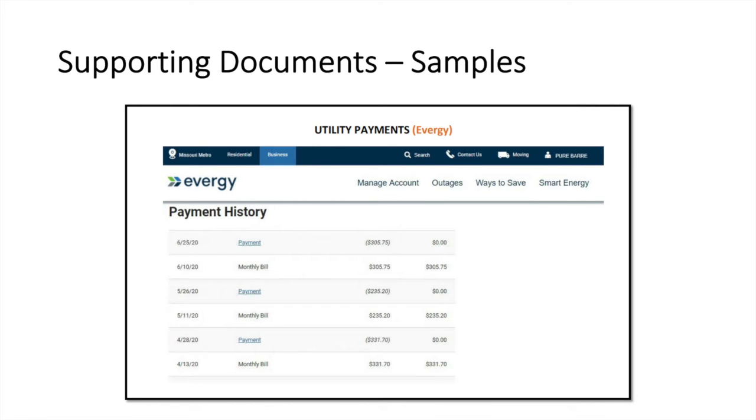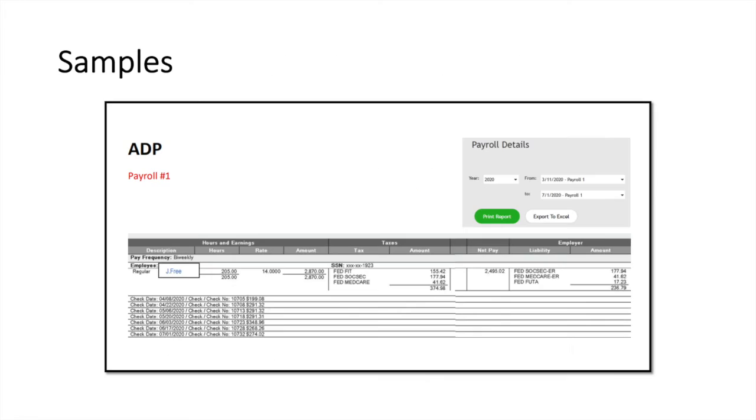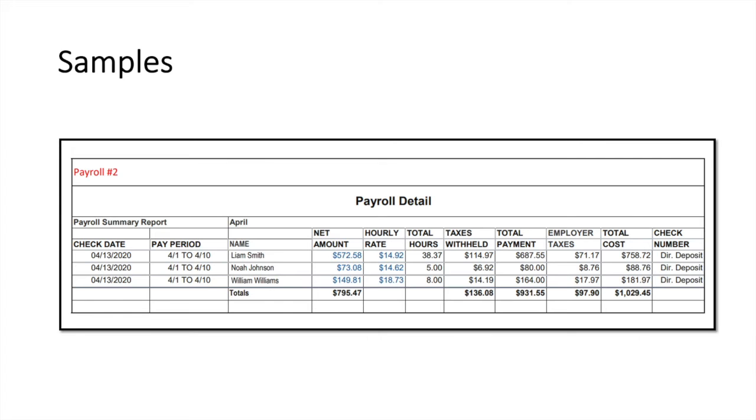Supporting documents for your expenses may include a utility payment history that can be found on your utilities webpage. If you're requesting payroll reimbursement, a payroll printout history for the time period being requested should be included. Payroll details should include the check date, pay period, employee name, amount of payroll paid, as well as any taxes withheld, and a check number if applicable.